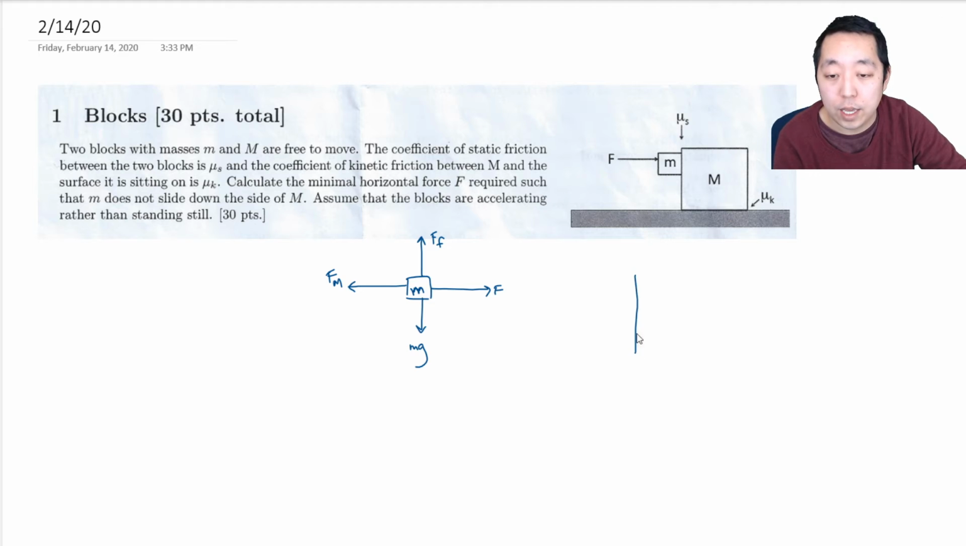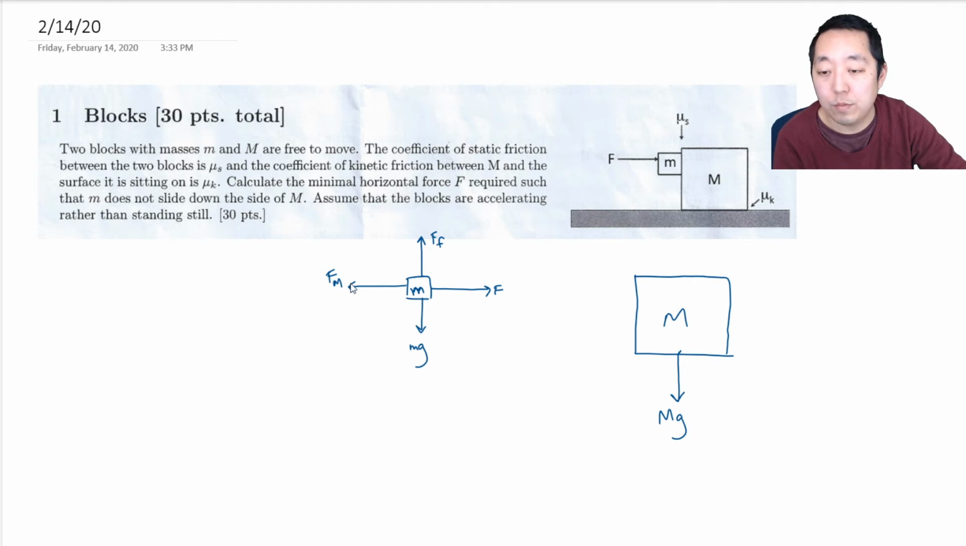And then on big M, what are my forces? This is big M, so I have a force acting down, gravity, big M times g. I have the force from the block, which I'm going to call F little m, but it's equal and opposite. It has to be equal to this one over here. Okay. And then we have a frictional force here.